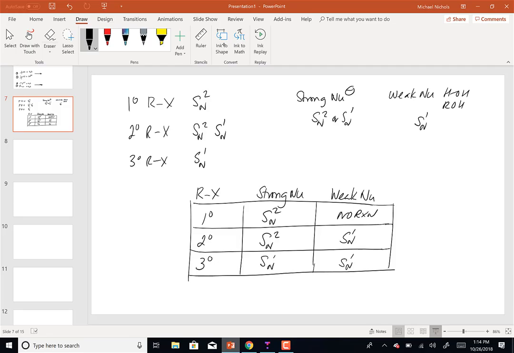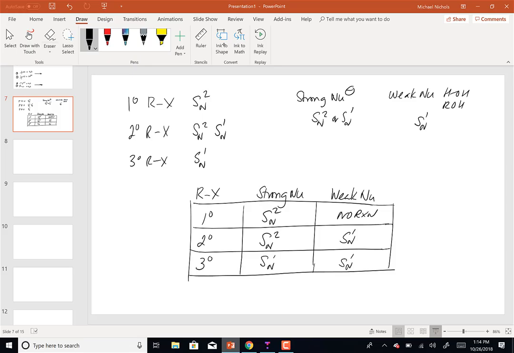So there is our chart. If you had a reaction, you could figure out what mechanism it is. And whatever you've got to do to learn that, you do. If you've got to memorize it, or if you can just think it through, it makes logical sense the way I've laid it out.